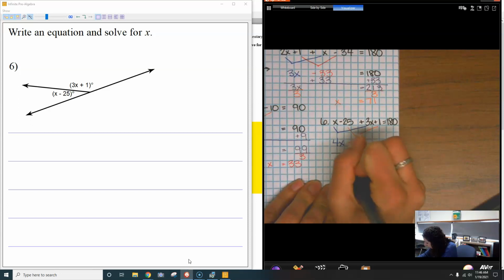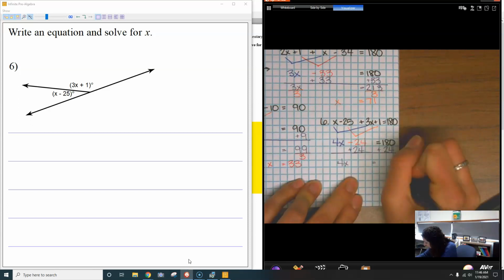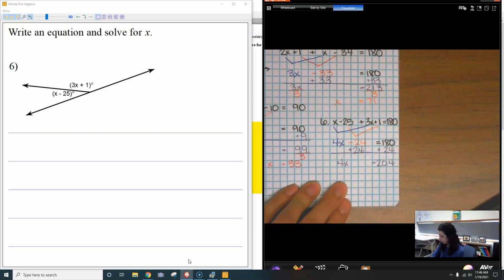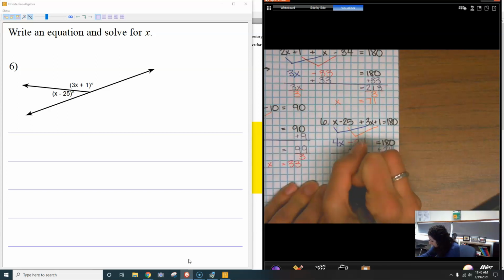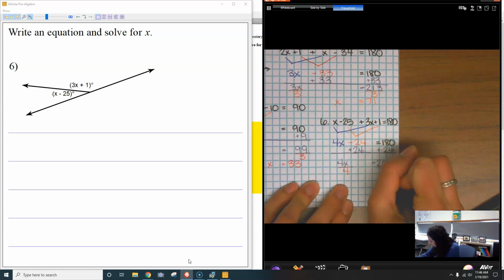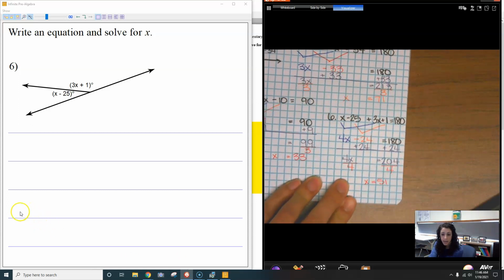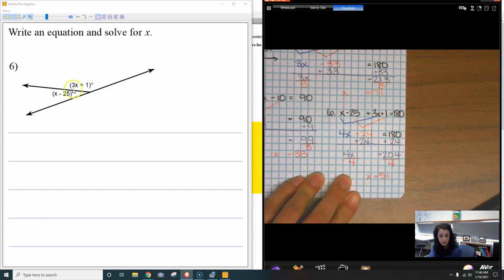And I get 4x equals 204. You need to separate the 4x, which is multiplication, so the opposite is divide by 4, and I get x equals 51. Okay, so again, x equals 51 is not the measure of my angles, it's the value of x. We're going to talk about how to find the missing angles later.